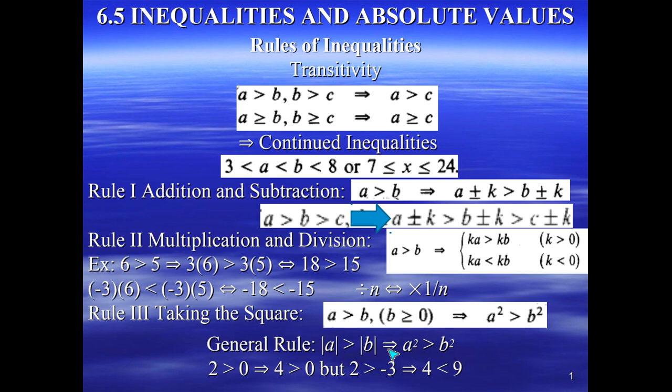Because the important thing here is how close to 0 is the number. You see, for instance, when 2 is greater than 0, when we square both sides of it, then 4 is greater than 0, alright. But when 2 is greater than minus 3, when we take the square of them, 2 square is 4, minus 3 square is 9, and 9 is greater than 4. It changed sense, you see, it changed direction. So we should be careful about it.